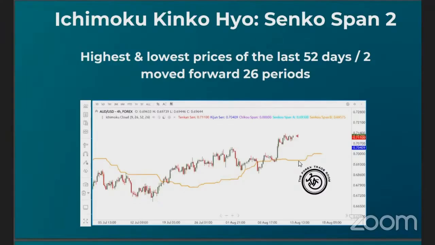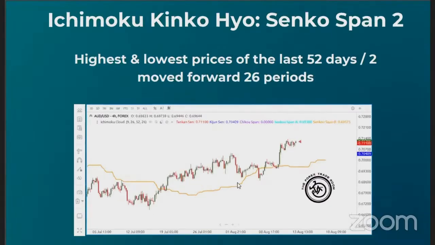Now we look at this orange line here, the Senkou span 2. The fifth line is the highest and the lowest price of the last 52 days, another base number, divided by 2, and moved forward 26 periods. So go 26 candles forward. It's another forward projection. Now it looks crazy because we're just going line by line, but you'll see how it all comes together, so you can gain an understanding.